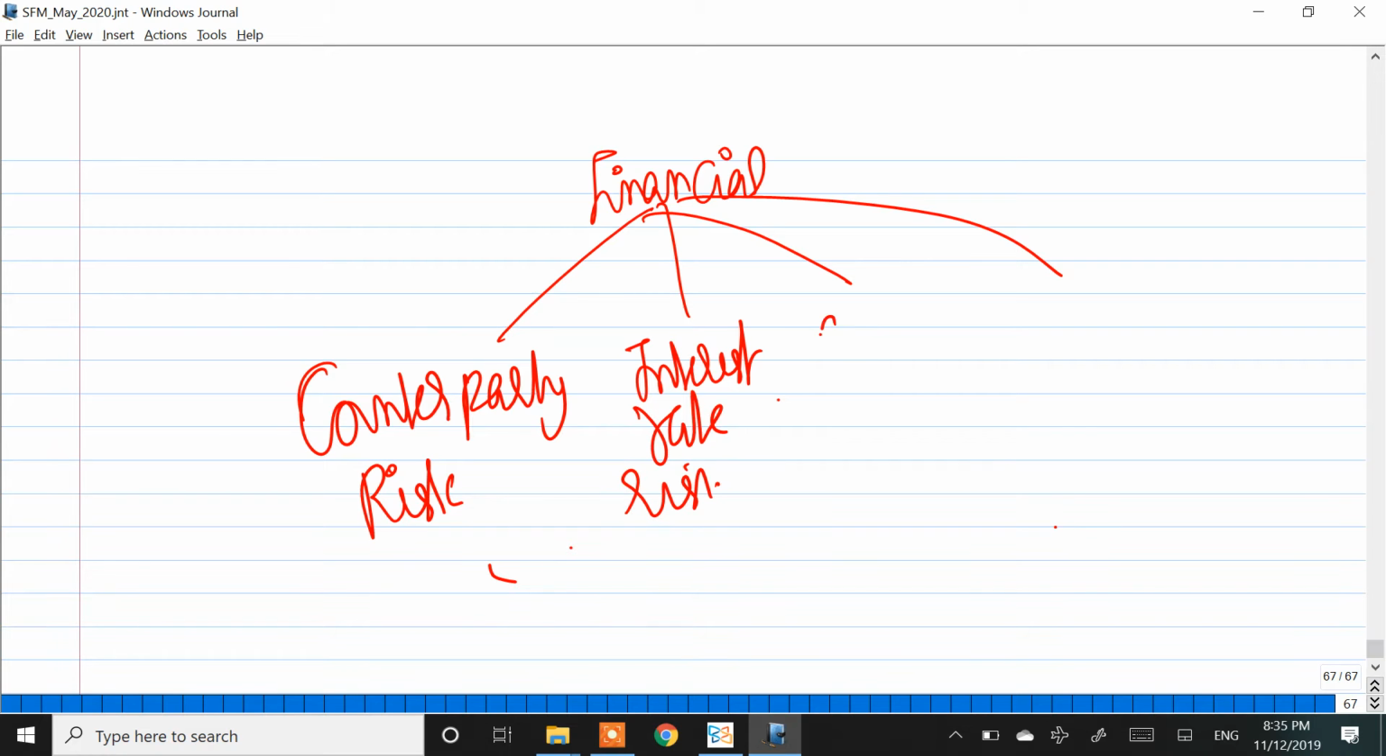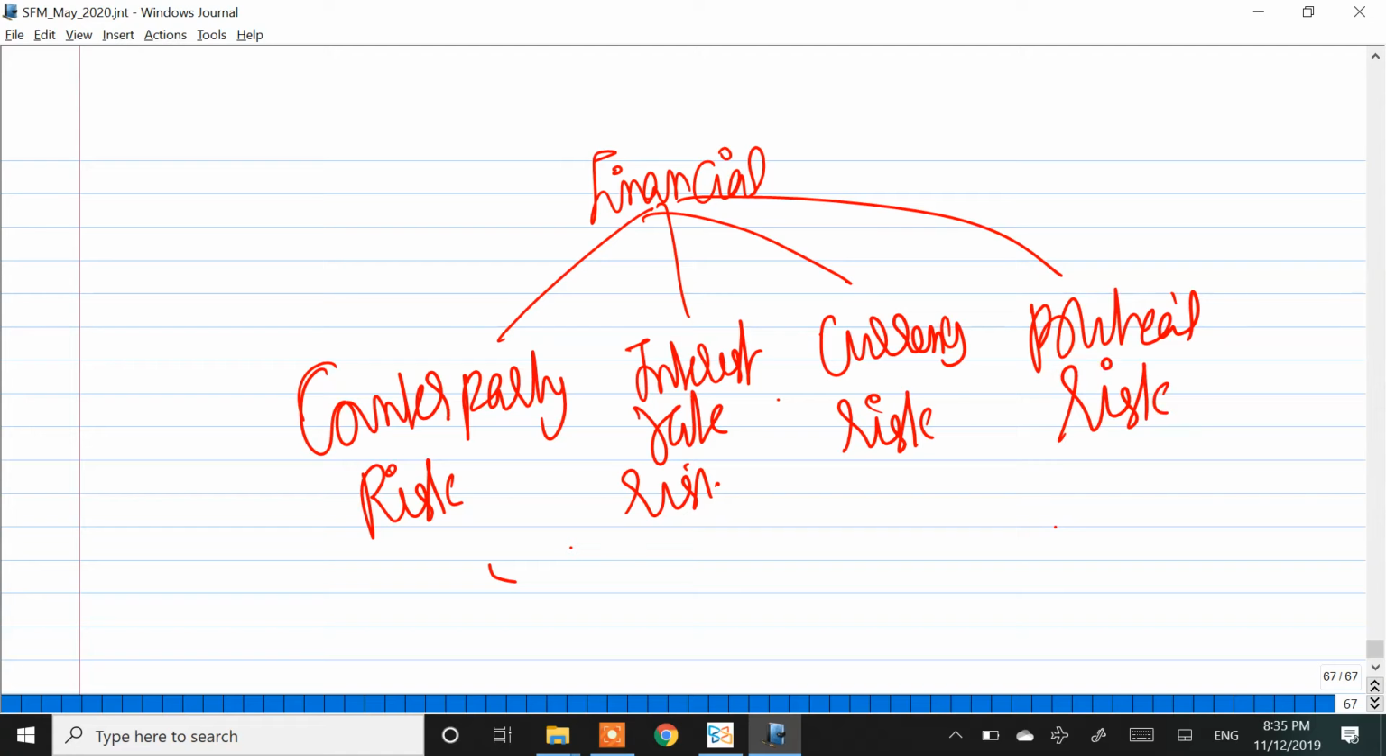We'll also focus on currency risk and political risk. These are the four types of risks which will be focused on in the financial risk part: counterparty risk, interest rate risk, currency risk and political risk. What is counterparty risk? This is also known as default risk or credit risk.